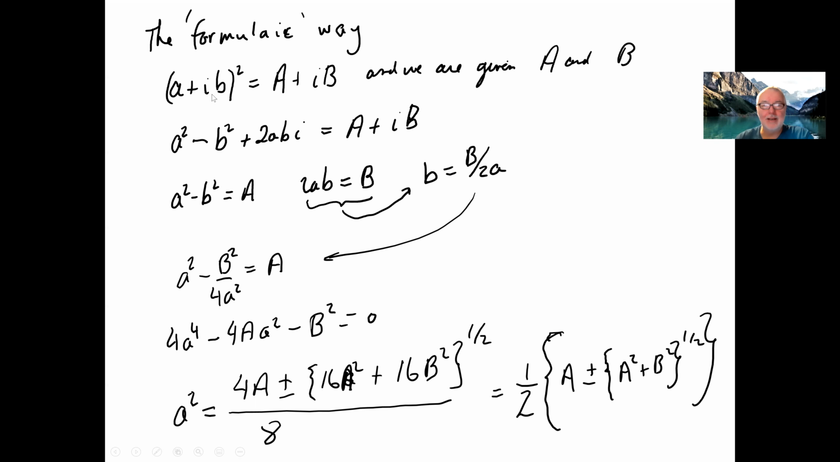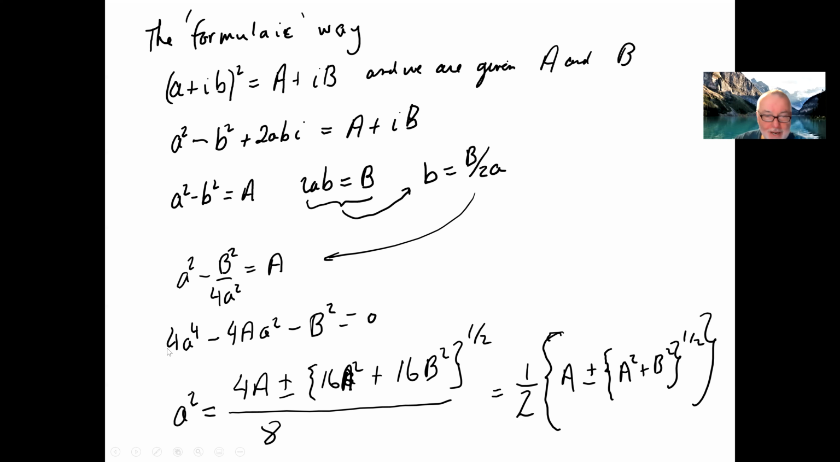Okay, and so the way that I do this is I just expand this square out. a squared minus b squared plus 2abi is equal to capital A plus i times capital B. Or a squared minus b squared equals capital A, and 2ab is equal to capital B, to make the real and the imaginary parts equal, which gives me lowercase b is equal to capital B over 2 times lowercase a. And I can put that in that quadratic-looking thing on the left-hand side here, which gives me a squared minus B squared over 4a squared is equal to capital A.